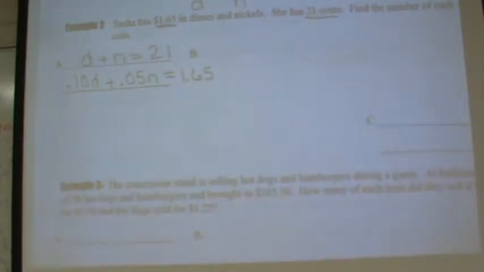The second equation is going to attach how much is a dime worth. What's a dime worth? 10 cents. So you're gonna turn this into .10 D. How much is a nickel worth? 0.05. And how much money do we have? 1.65. So those are your two equations.